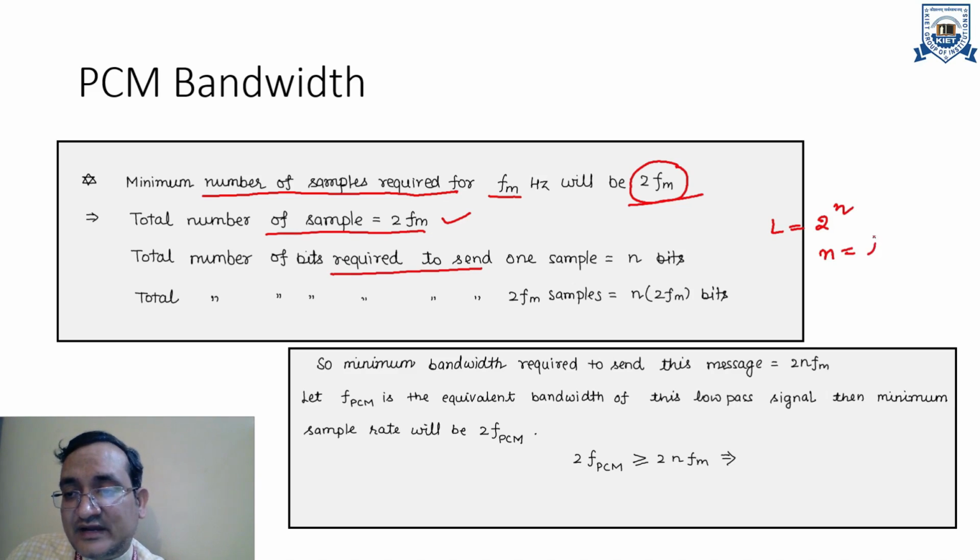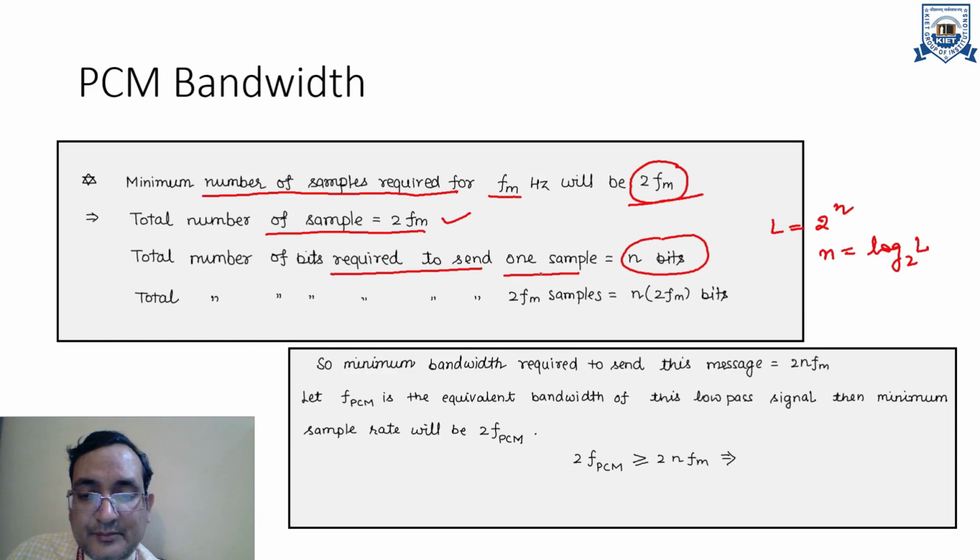If you are transmitting one sample, one level representing, then it requires n number of bits. Like for example, if you are transmitting 0, 1, 2, 3, 4, 5, 6, 7, these are 8 levels. Then for one sample, let us suppose the second level, what is the equivalent binary? It will be 0, 1, 0. So 3 bits are required for one sample. In this situation, 3 bits are required to send these 8 levels. So total required number, one sample requires n bits, so 2fm samples require n into 2fm bits.